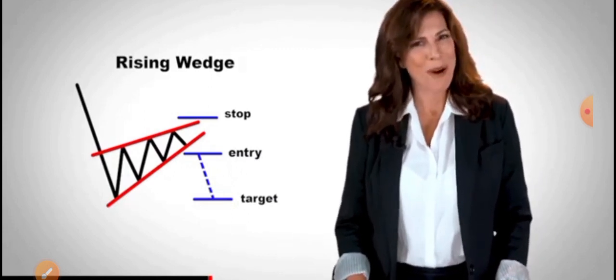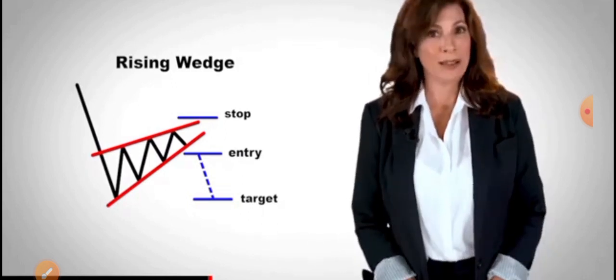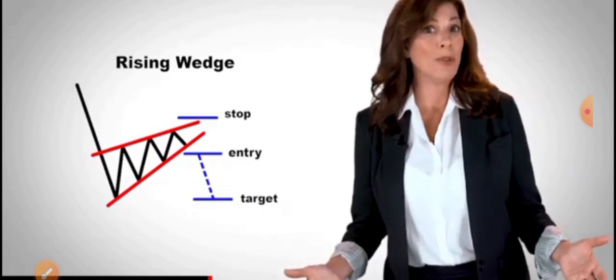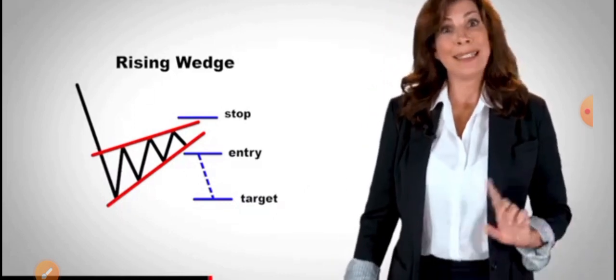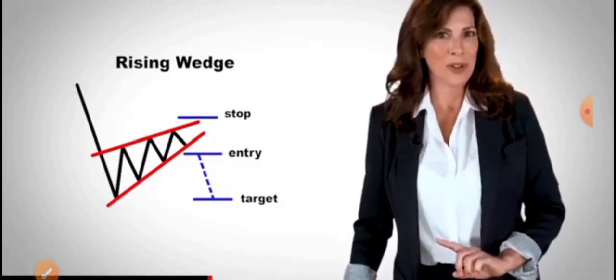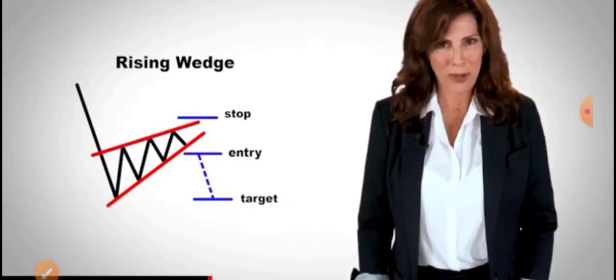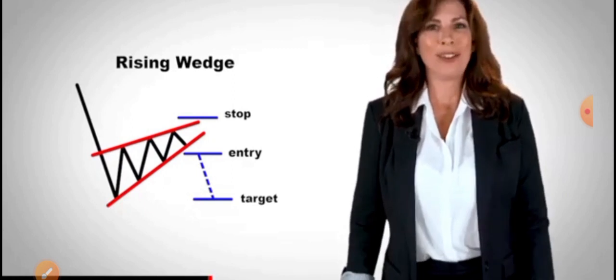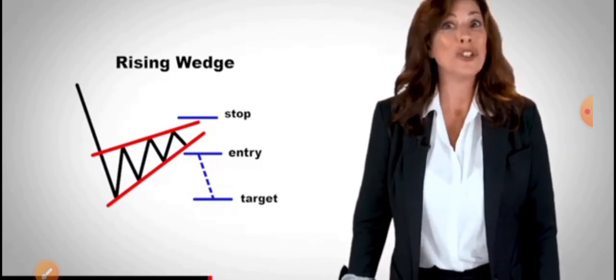What did we learn so far? A rising wedge formed after an uptrend usually leads to a reversal downtrend, while a rising wedge formed during a downtrend typically results in a continuation downtrend. Simply put, a rising wedge leads to a downtrend, which means that it's a bearish chart pattern.